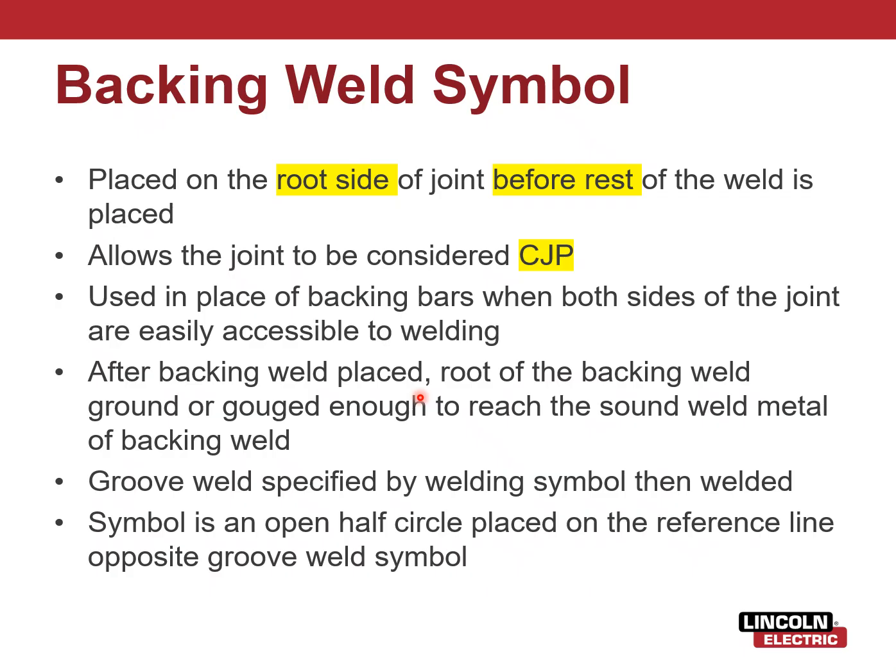Okay, so this is always going to be placed backing weld. Okay, so this is different than a backing bar. So a backing weld, this is placed on the root side of the joint before the rest of the weld is placed. So imagine you didn't have the backing bar there, and you got everything prepped up, tacked together. You would weld the root side, so the back side of that joint, and then you would go and fill in that groove. Okay, so this is just another way to allow CJP, complete joint penetration.